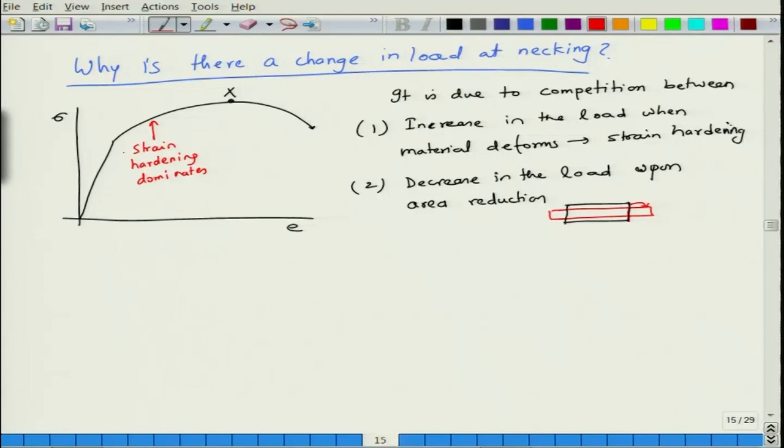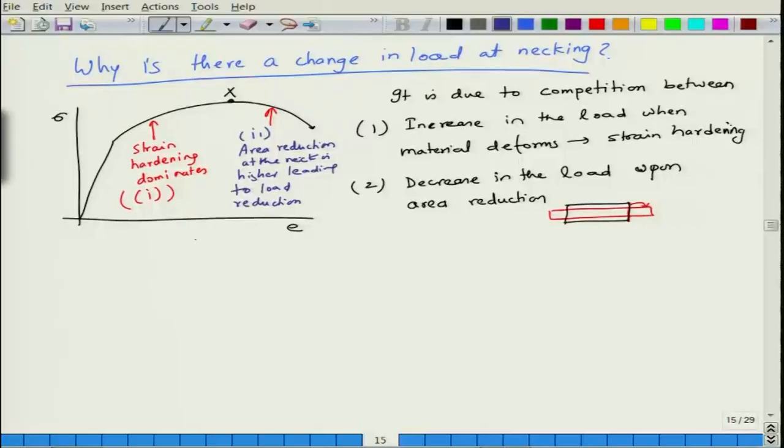So number one, that is one is dominating. In the two, because of necking, after point P, although the load increases because of strain hardening, that still happens, but the necking leads to a faster reduction in area. So basically number 2, the decrease in the load upon area reduction is higher, leading to load reduction. So after point X, it is the decrease in the load upon area reduction, especially at the neck, that dominates. And before point X, it is the strain hardening which leads to increase in the stress required to deform the material that dominates.